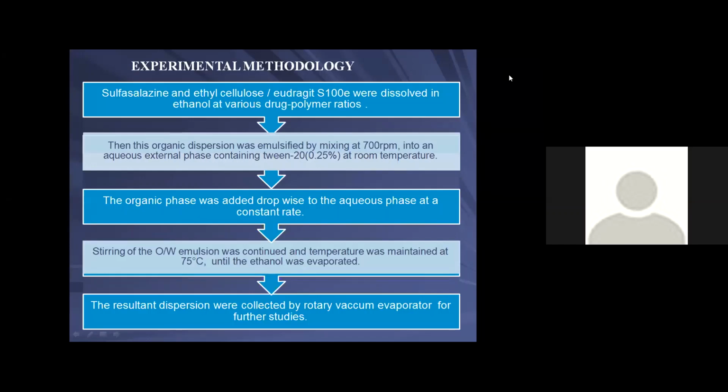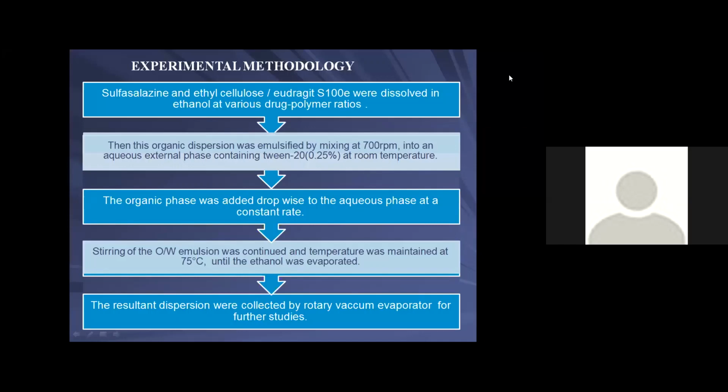Experimental methodology. Here sulfasalazine and ethyl cellulose are the drug and polymer. Both were dissolved in ethanol at various drug to polymer ratios. Then the organic phase was added to the aqueous phase during stirring at 700 RPM. The aqueous phase contained Tween 20 as surfactant at 0.25% concentration. The organic phase was added slowly to the aqueous phase under continuous stirring.